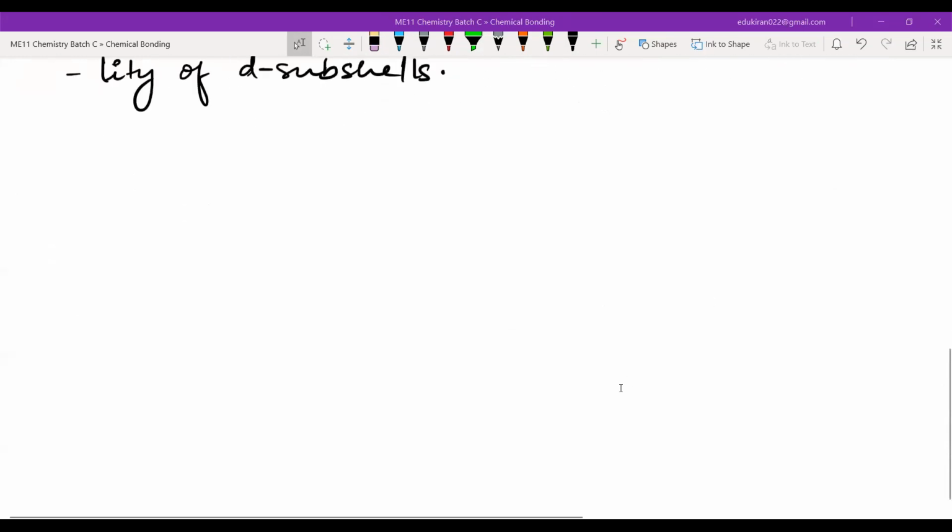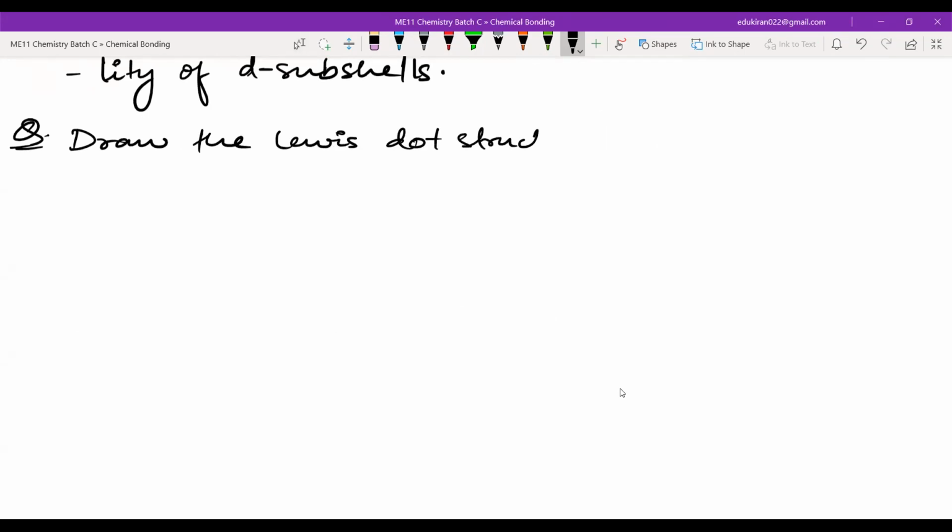Now we will be drawing some structure questions. Draw the Lewis dot structure of O3 molecule. So what is the first step, Sidra? What is the first step? Total valence electron. So calculate and tell me what will be the total valence electron for O3.